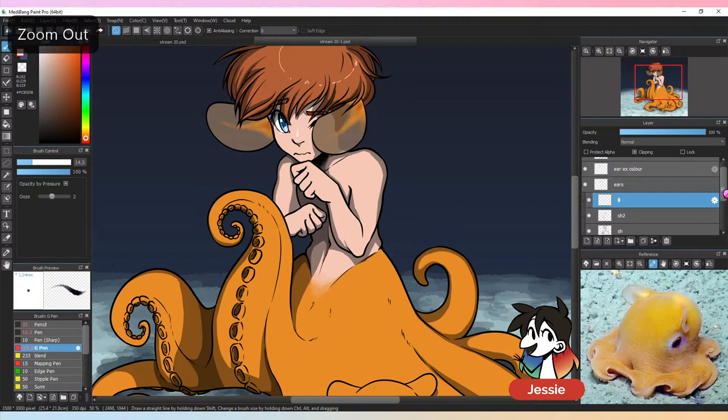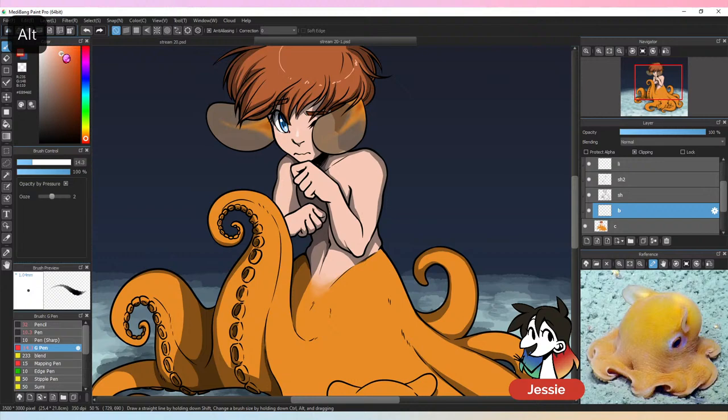Couple more layers. Look at that, that's a lot of layers for me. More than six! Incredible.